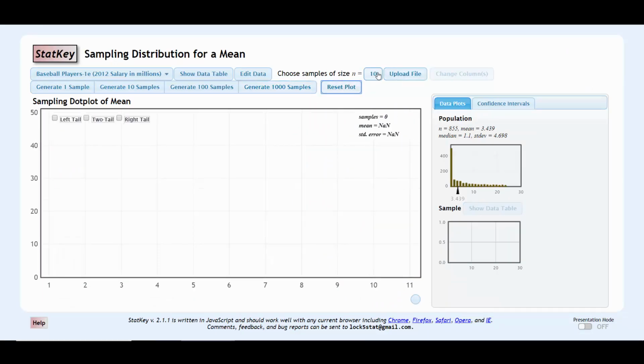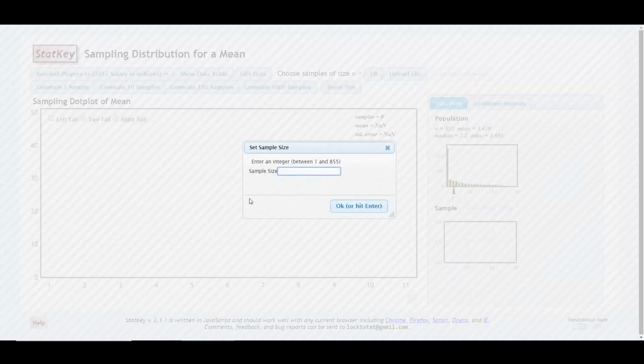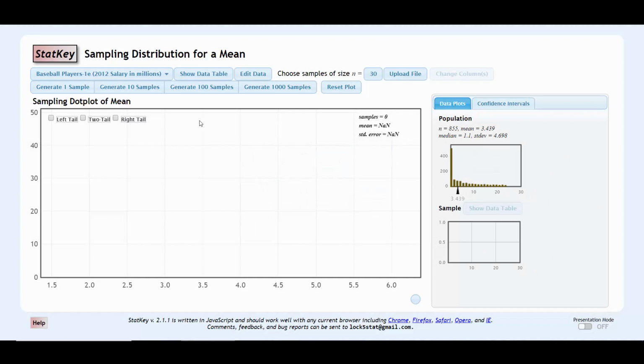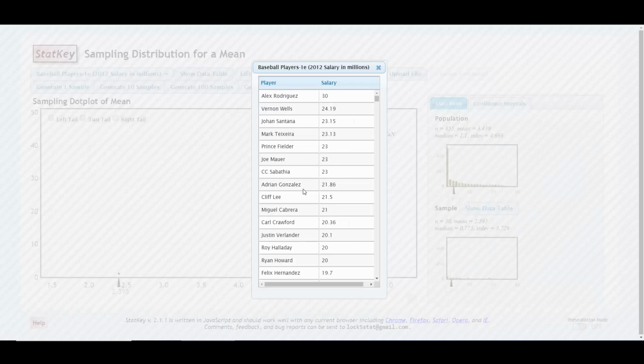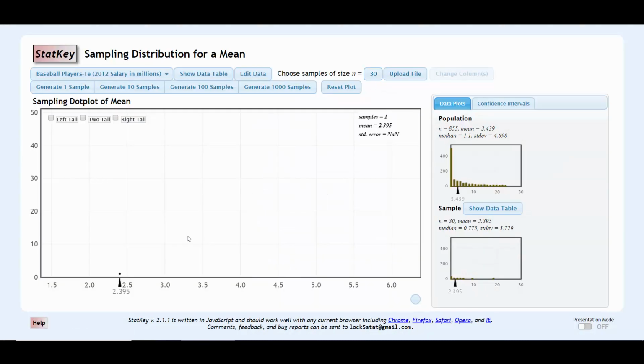So I'm going to reset the plot. I'm going to change the sample size to 30, and I'm going to generate one sample at first. So what they did was they selected 30 players, averaged those 30 salaries, and we got 2.395 million.